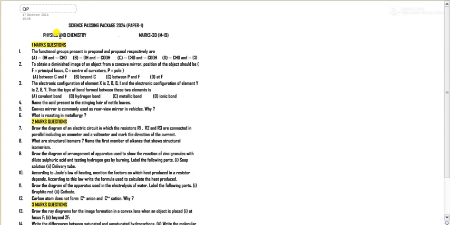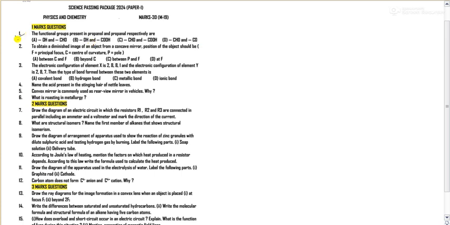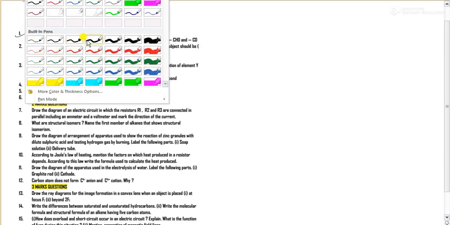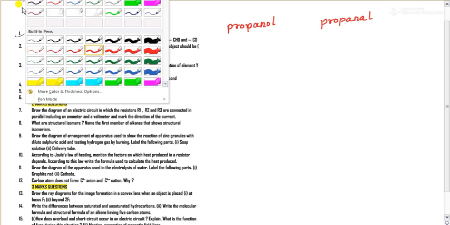Okay, so here is the first question, 1 mark section, question number 1. The question says the functional groups present in propanol and propanal are dash. Propanol, so let me write this here, propanol and propanal. Can you tell me what could be the answer? Option A, B, C or D?